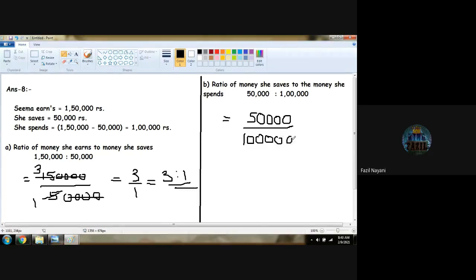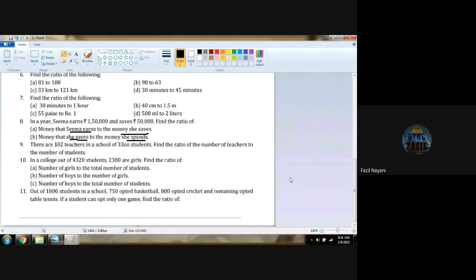This 4 zeros got cancelled with these. 5 ones are 5, 5 twos are 10. So we got 1 by 2 here. 1:2 is the ratio we got. Any doubt with this sum number 8? No, sir. Our sum number 8 is over.